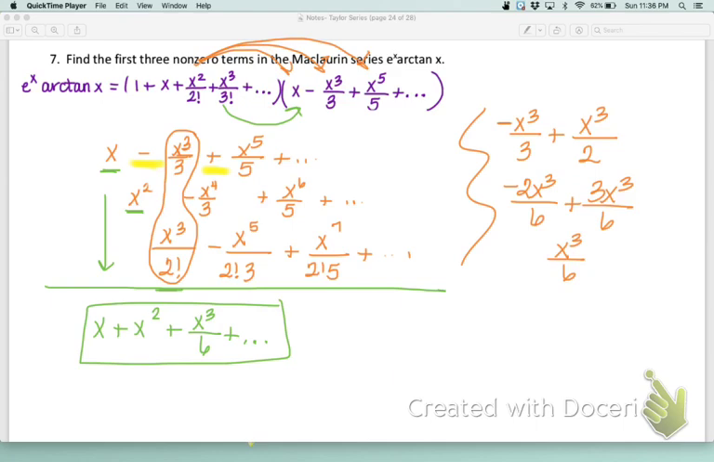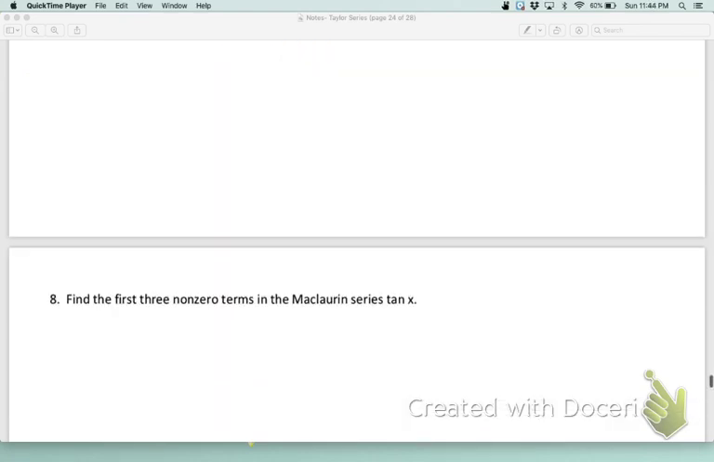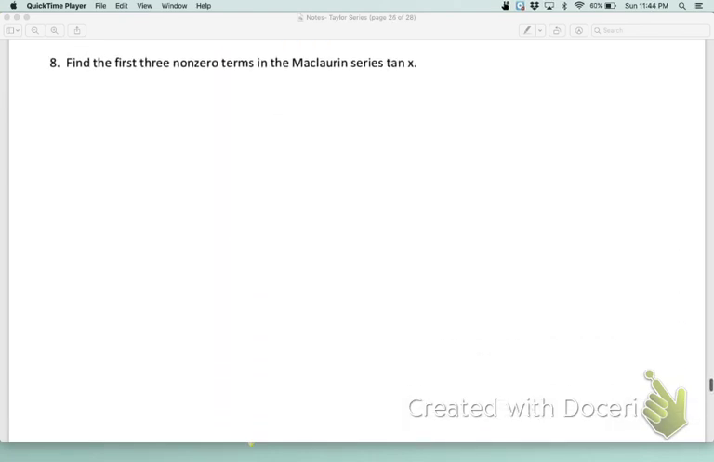Okay, let's look then at an example where we could use division. So we can divide polynomials just the same way, which means that we are going to be using long division with these infinite series, which again can get a little messy. You just have to go slow and keep track of your work. So we want to find the first 3 non-zero terms in the Maclaurin series for tangent of x, which is not one of the ones that we were given.